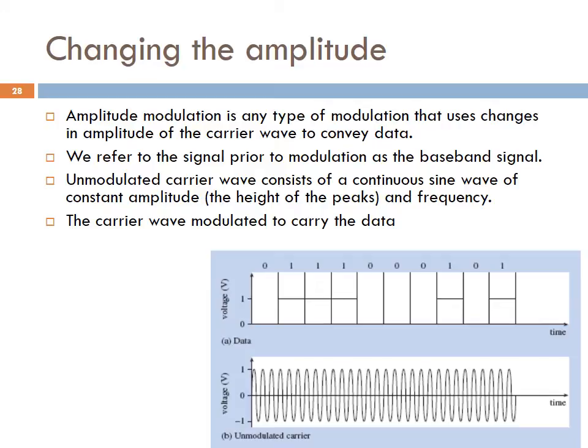The carrier wave is modulated to carry the data. So this is a carrier wave in part B, and this is the data that will be carried in part A of the figure. We have digital data. As we have said, we will not consider any other type of data. So we have, for example, here 0111, 000, 101. Each bit has a duration tau.